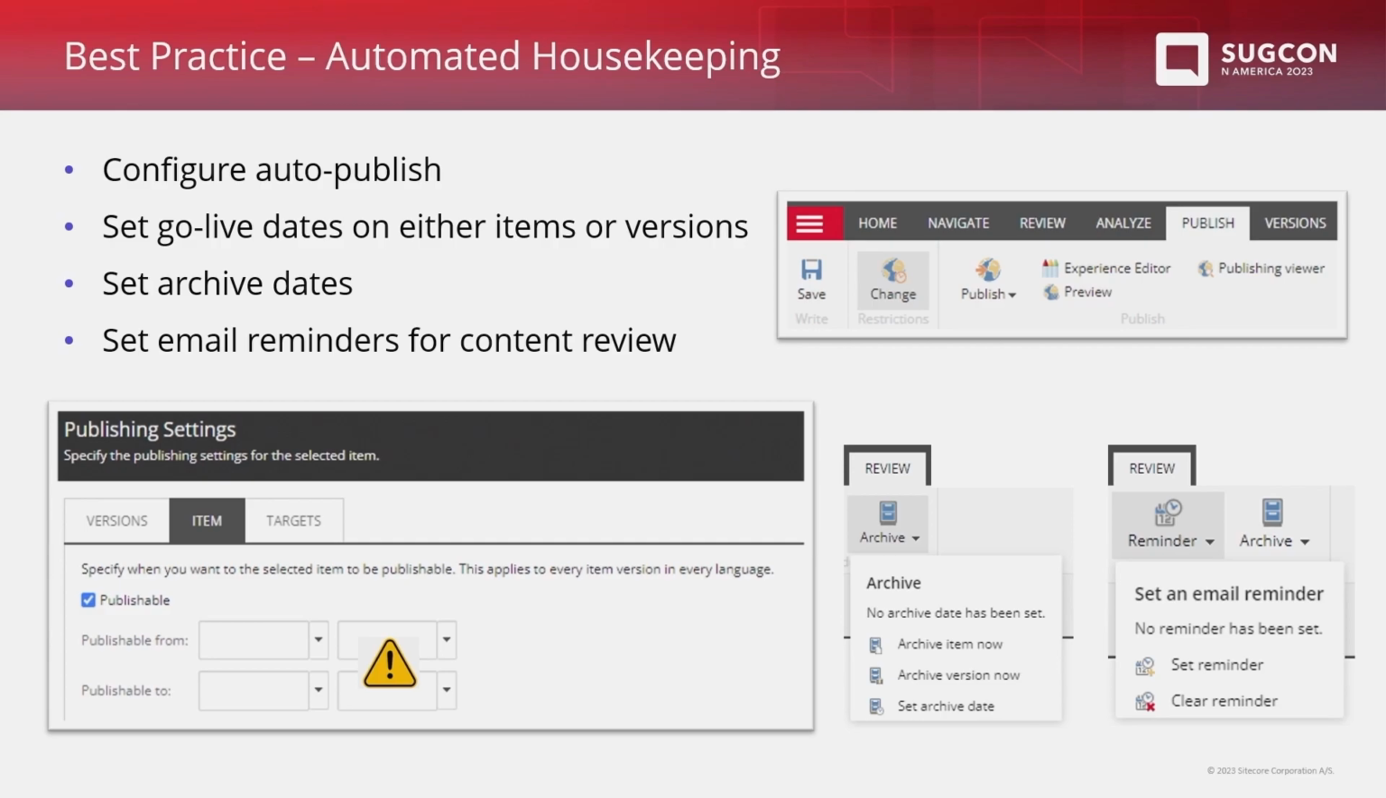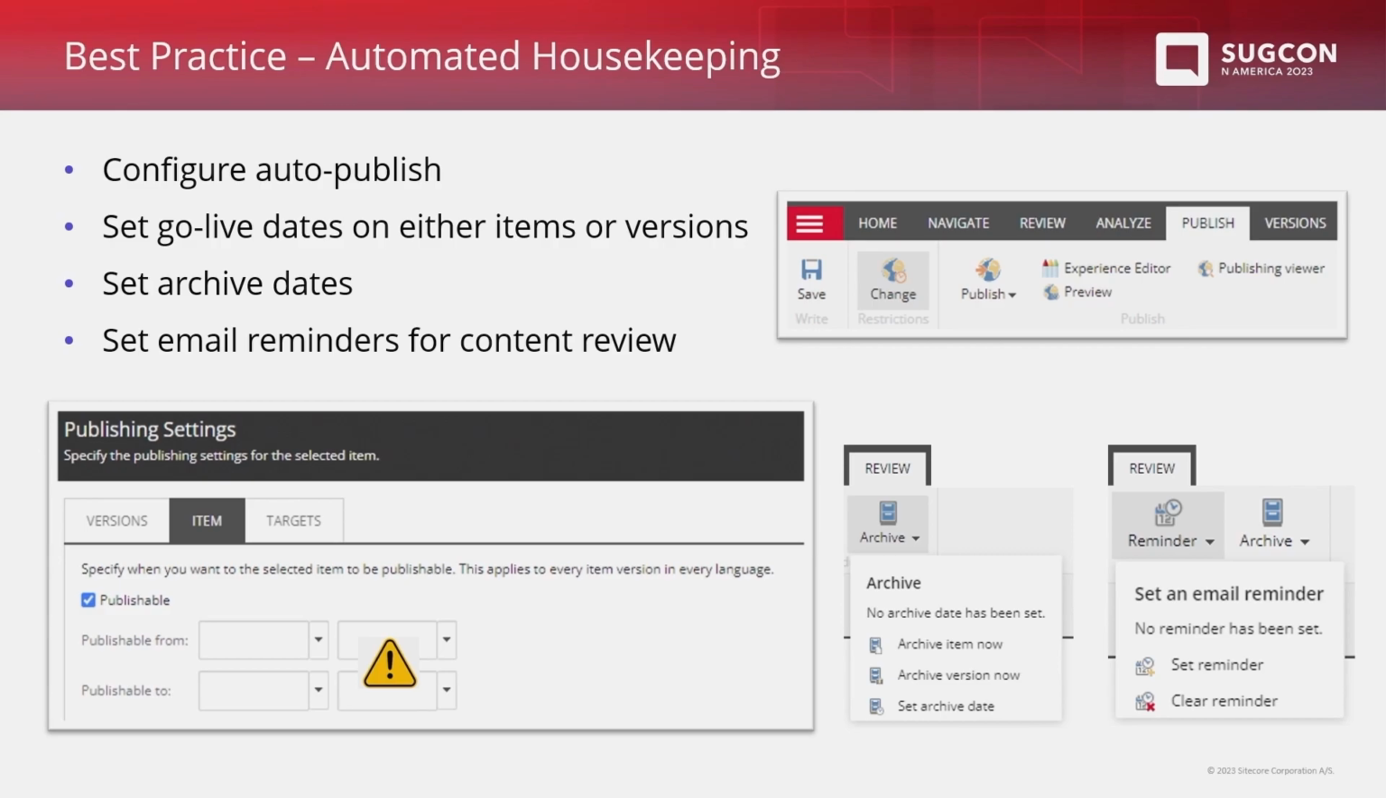To use it, you need to configure your auto-publish, first of all. Your auto-publish rules are yours. We usually go in maybe every 6 hours and do an auto-publish, and it just goes through every 6 hours and processes. You can set go live dates on either items or versions, which is pretty cool, because if you have maybe a new version of a page, you don't have to bring the whole page up and take the whole page down. You can actually just display that version of the page in a specific time period. You can set archive dates, email reminders.